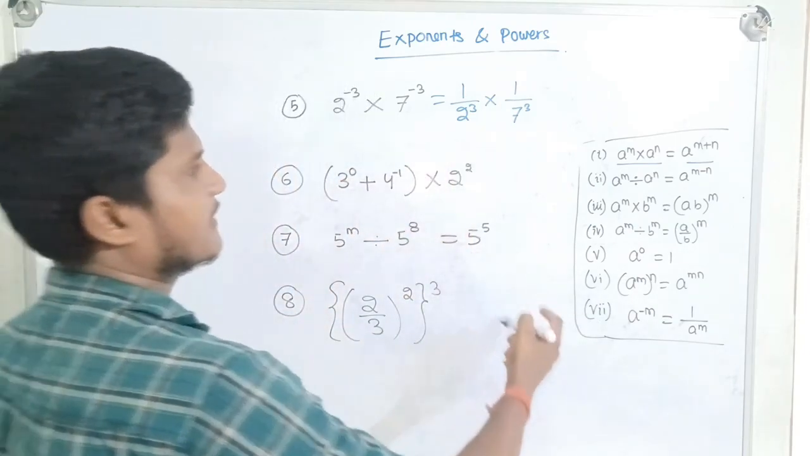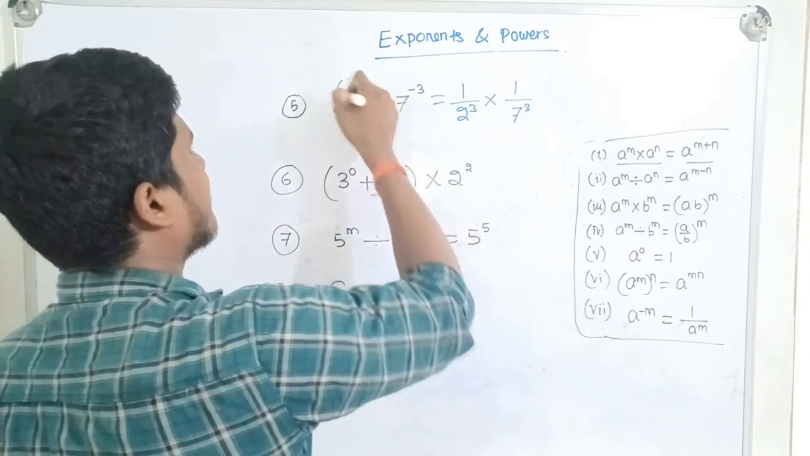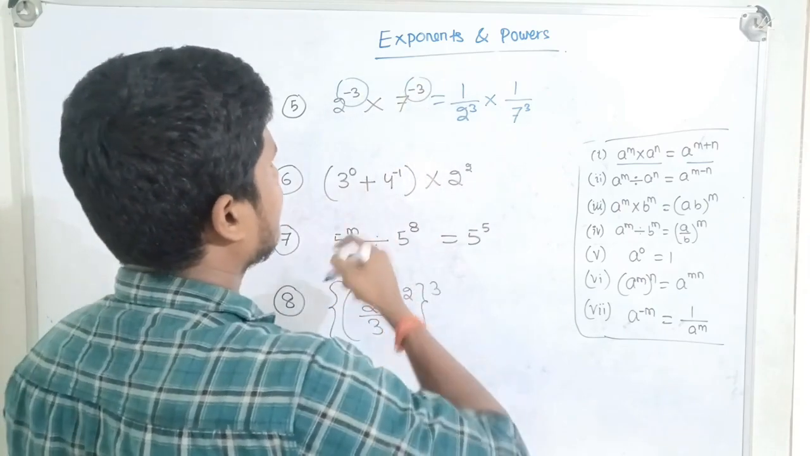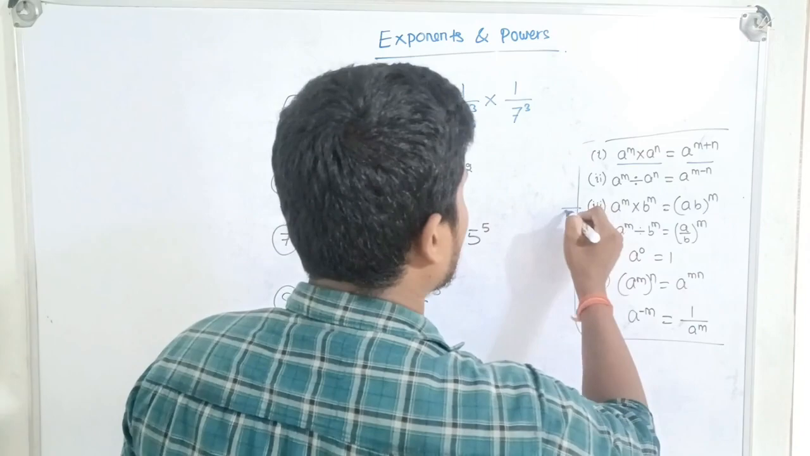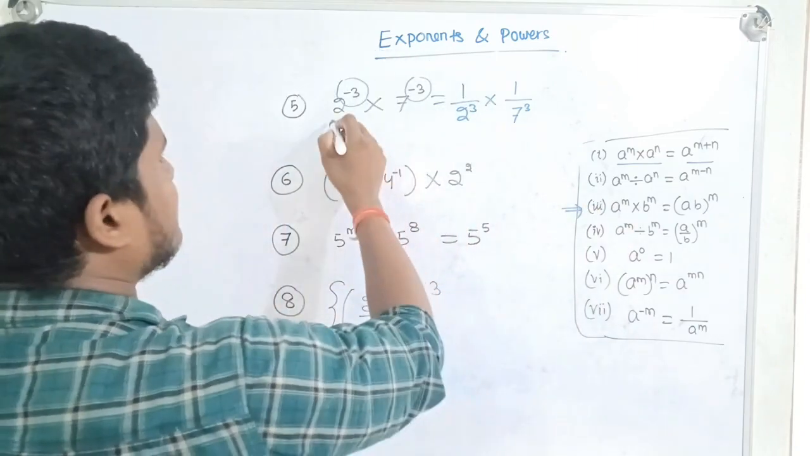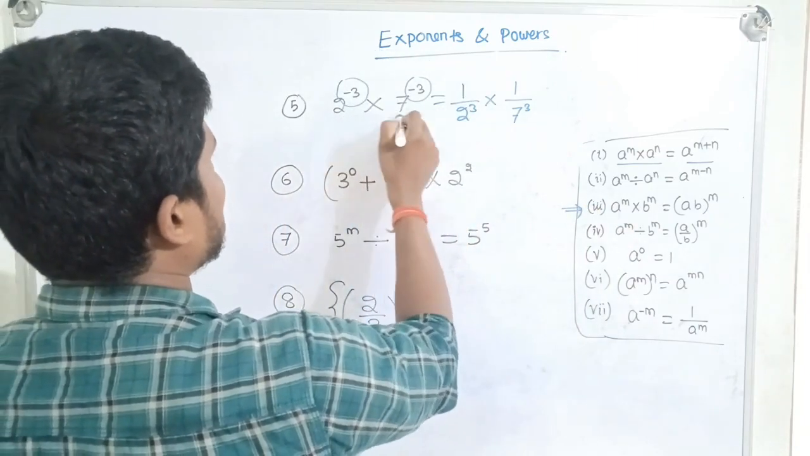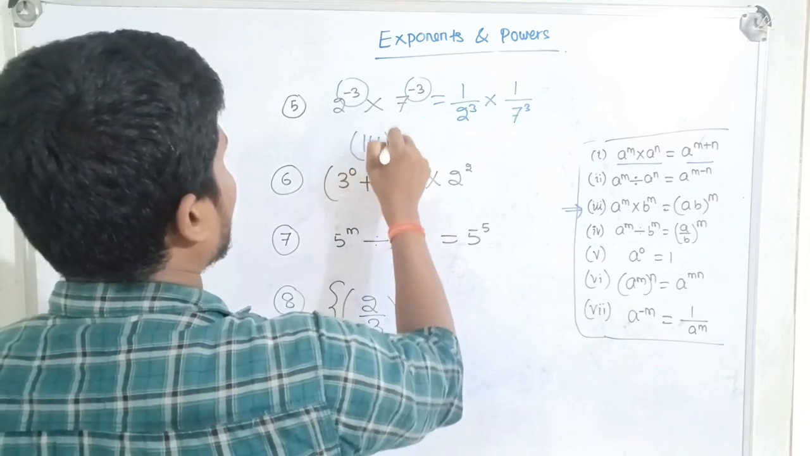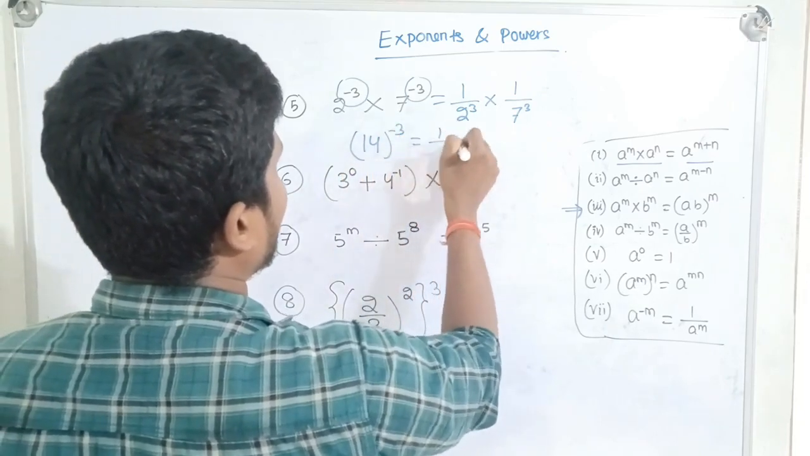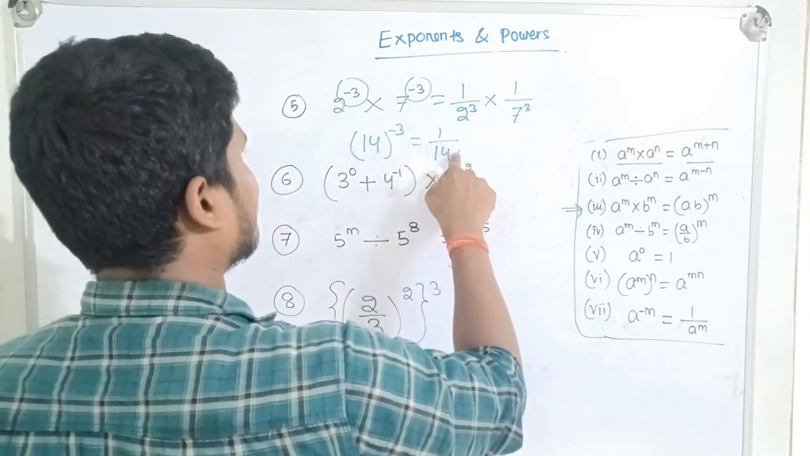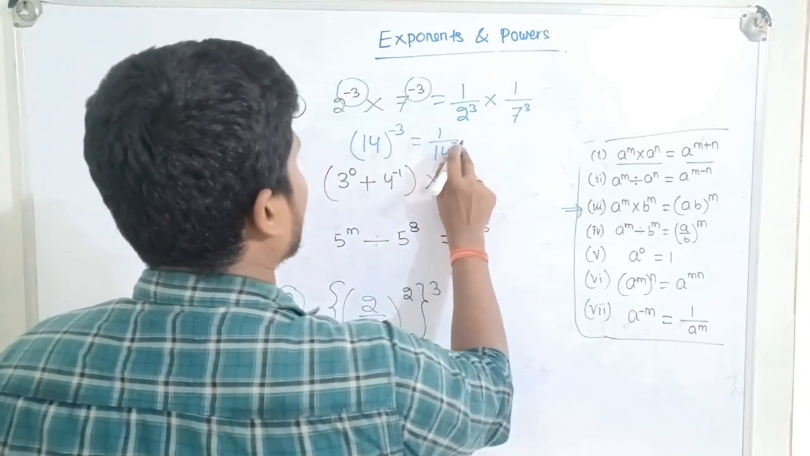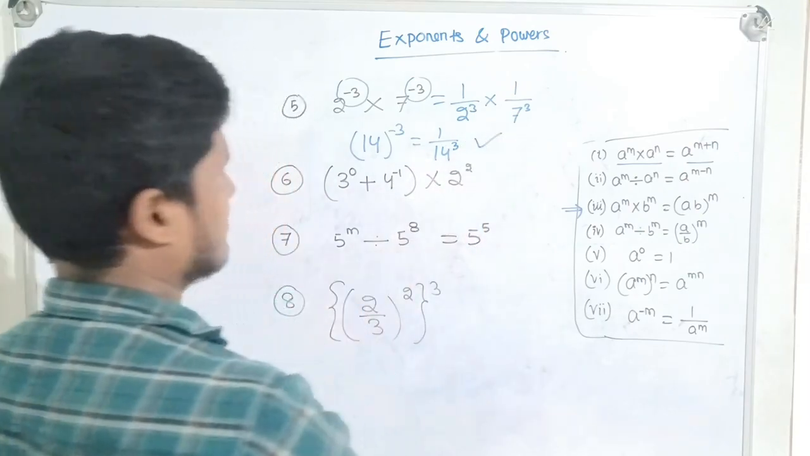Which formula goes there? Here these powers are equal, minus 3. So I can take the example of this formula number 3. Just multiply these two numbers, that means 2 7s are 14, 14 to the power minus 3, that means 1 by 14 to the power 3, which is 14 to the power positive 3 in the denominator. So this is the answer.